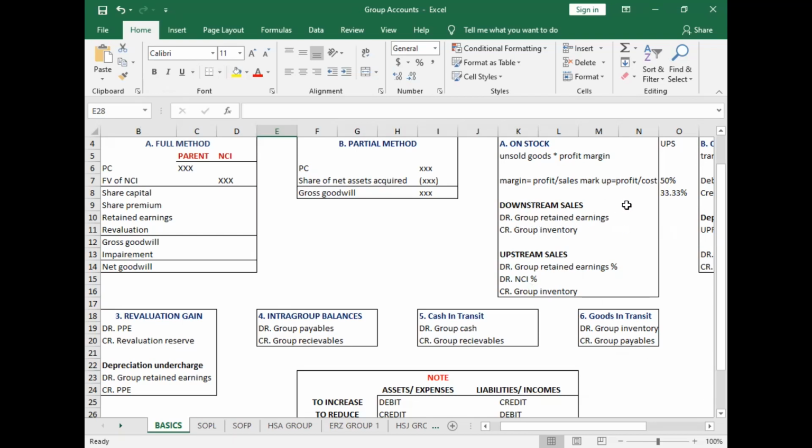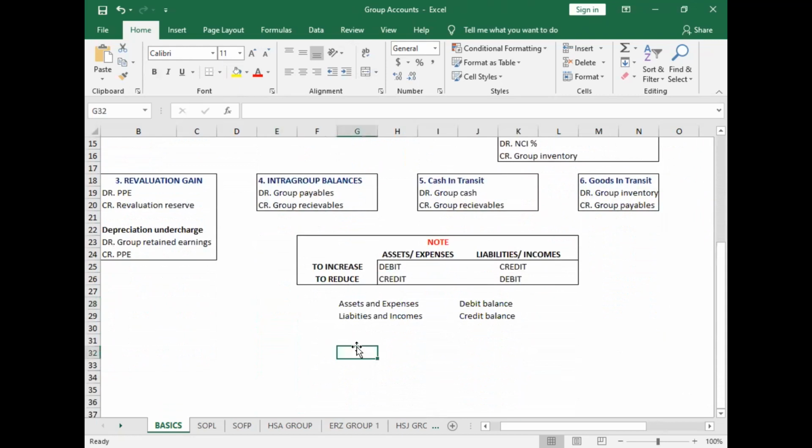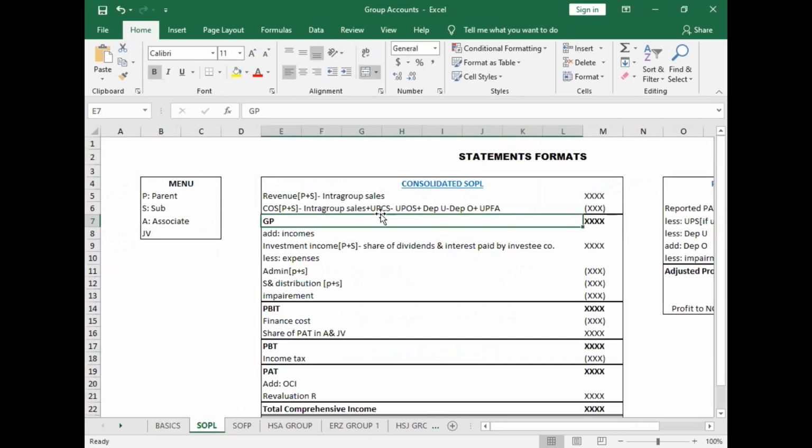So here we have debited group retained earnings. This is the UPS, unrealized profit on closing stock, because we sometimes also have it on opening stock. Remember, cost of sales are more or less expenses, so they have a debit balance. That's why UPS we are adding, while unrealized profit on opening stock we will deduct. Then we'll add the depreciation overcharge, isn't it?